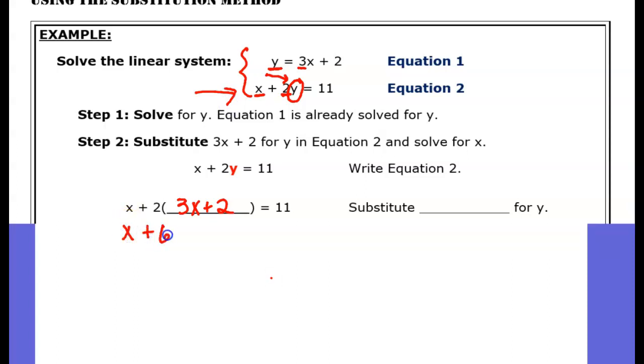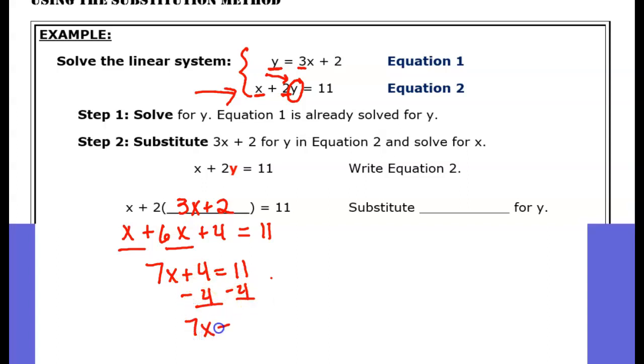We just go back to basic algebra, we distribute. Okay, we combine our like terms. 7x plus 4 is equal to 11. We're going to subtract the constant here. 7x is equal to 7, and then we're going to divide by the coefficient. Our x is equal to 1.